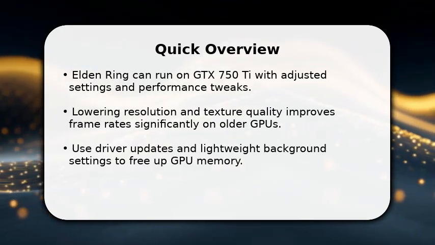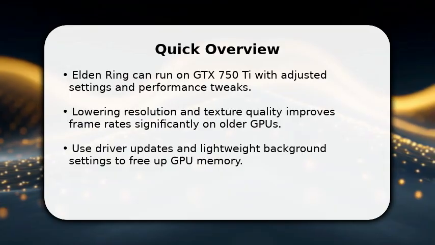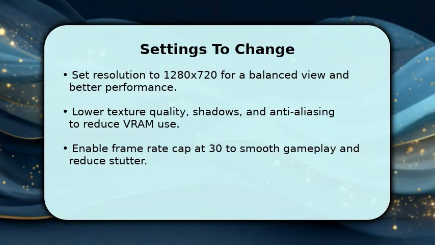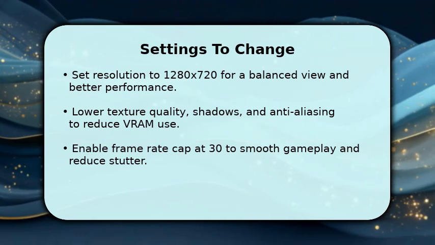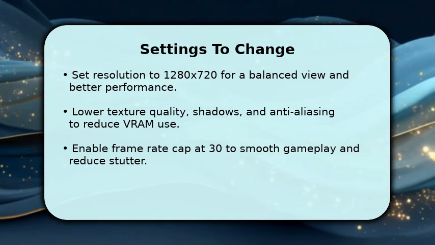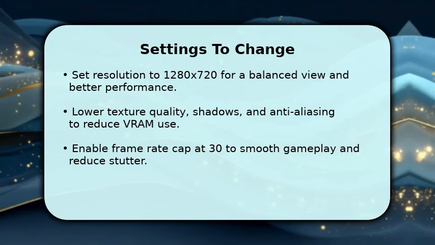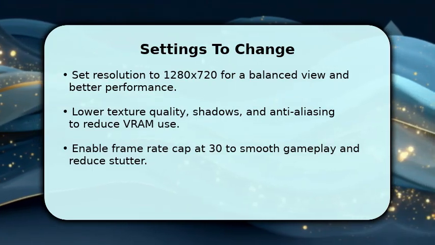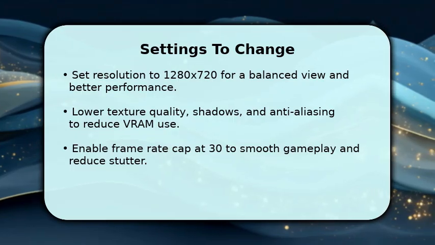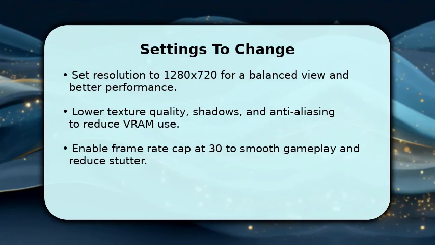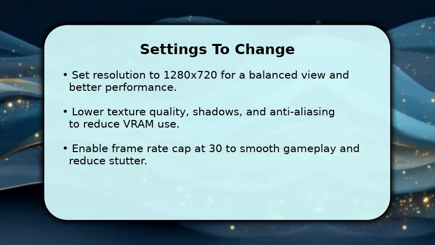Cap frame rate to 30 to steady performance and avoid screen tearing while experimenting with small tweaks. Adjusting in-game settings will make the biggest difference for GTX 750 Ti players. Start with resolution at 1280 x 720, drop textures and shadows to low, and turn off anti-aliasing. Use a 30 frame rate cap for consistent play and enable performance mode if available.